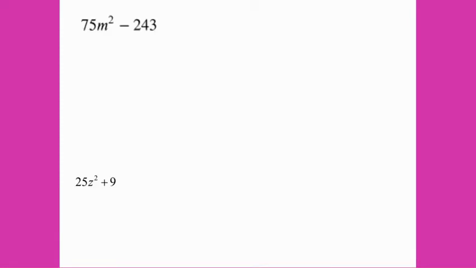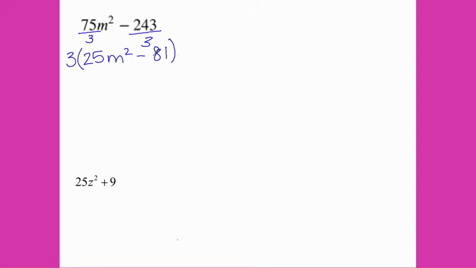All right, so we have 75m squared minus 243. Those aren't perfect squares, but what you may or may not know is that they're both divisible by 3. So that means they have a common factor. So I'm going to start by dividing by 3 first. And I'm left with 25m squared minus 81.